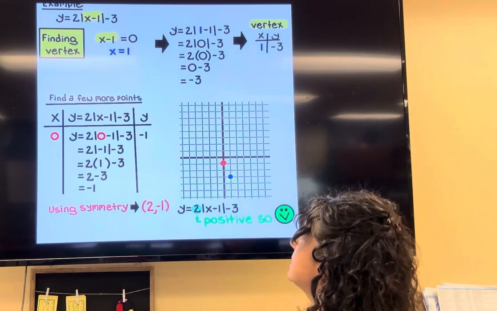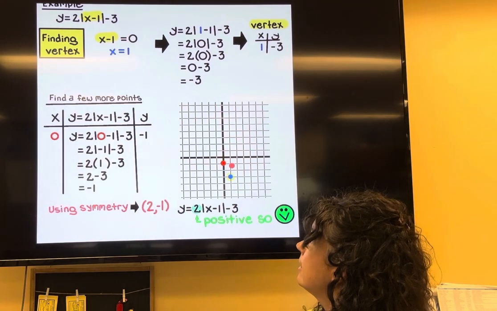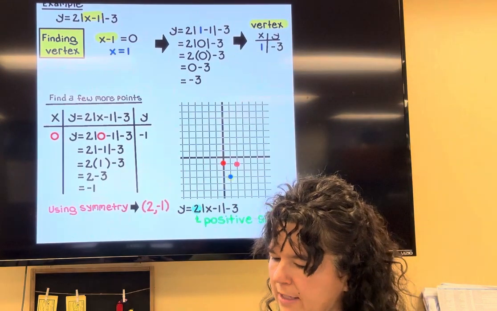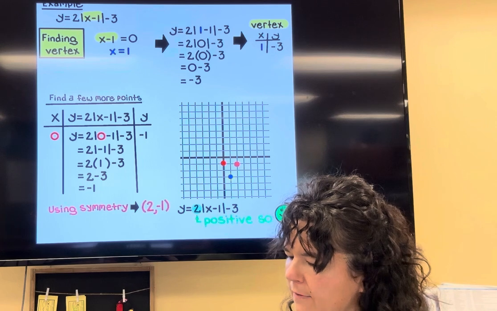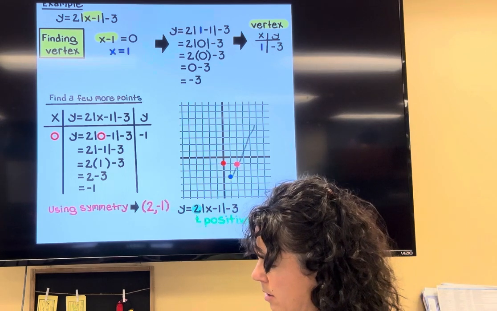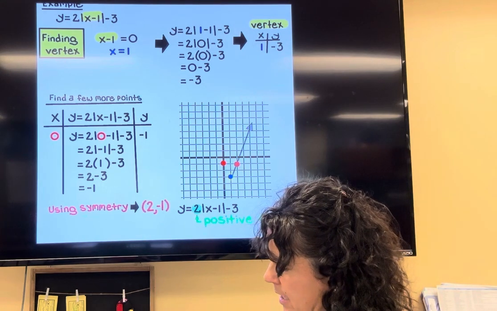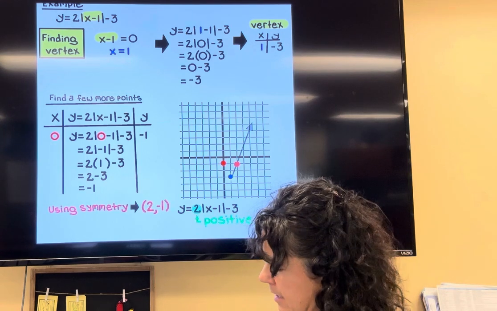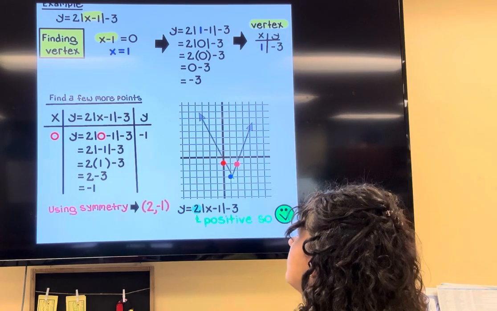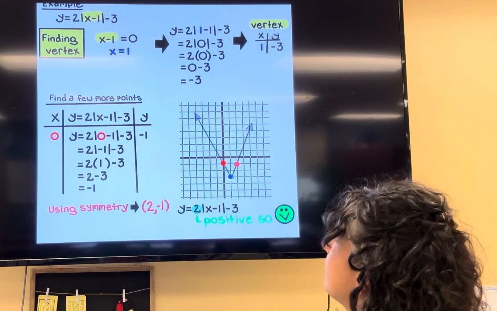If I have a point that is 1 away from this middle line, then I'm going to go here, and so now it's at 2, -1. And finally, I'm ready to draw in my V. So I'm going to go from the vertex through that point, and then I'm going to go again from the vertex, whoops, from the vertex through this point, and I've got my V.